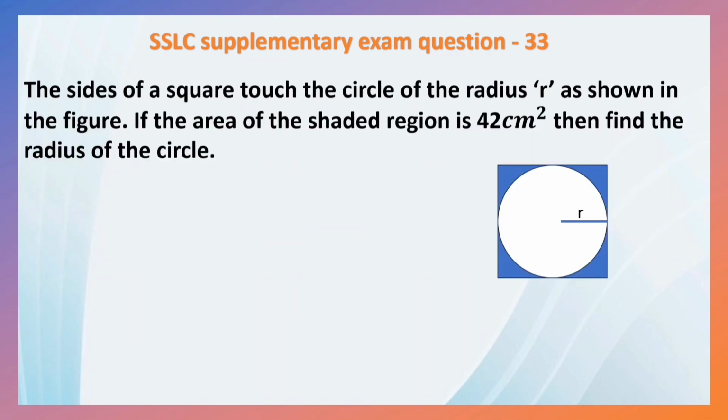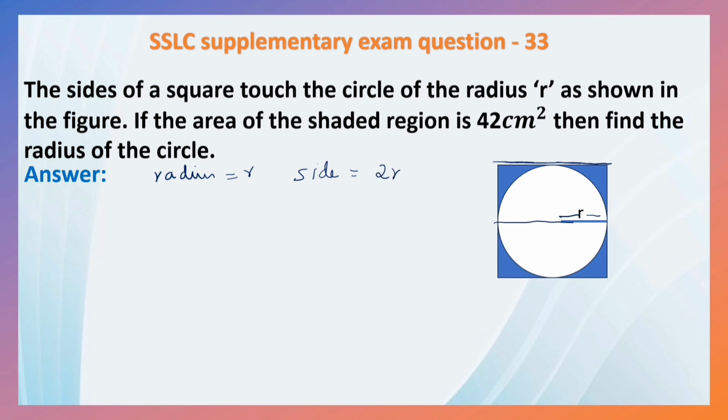The sides of a square touch the circle of radius R as shown in the figure. If the area of the shaded region is 42 cm square, then find the radius of the circle. It is given that the radius of the circle is R. So the side of the square is R plus R. Diameter and side are parallel, so they are equal to each other. Side of the square is 2R.